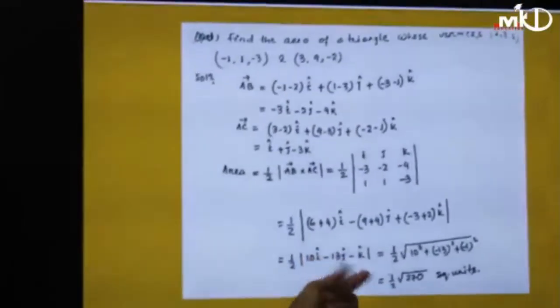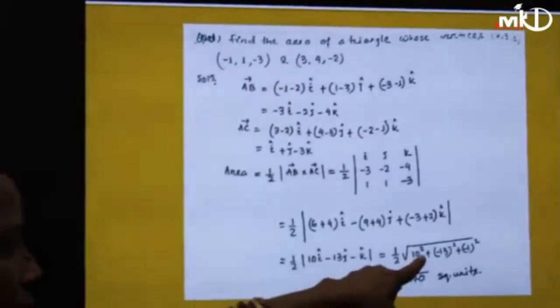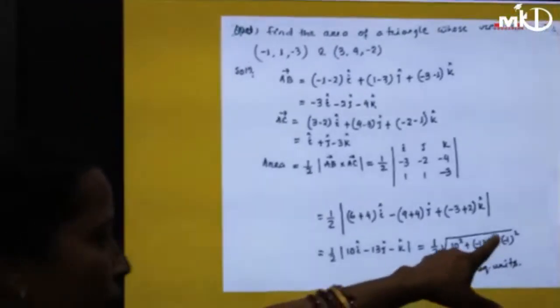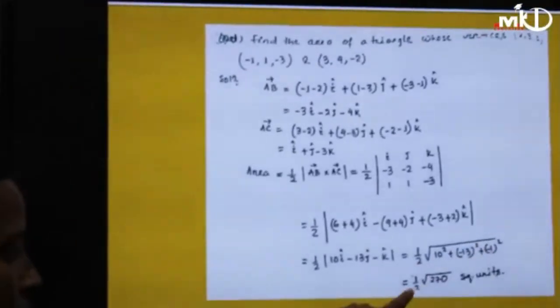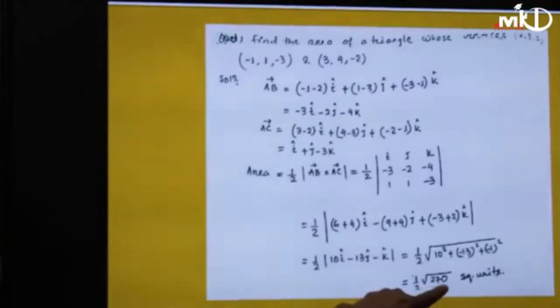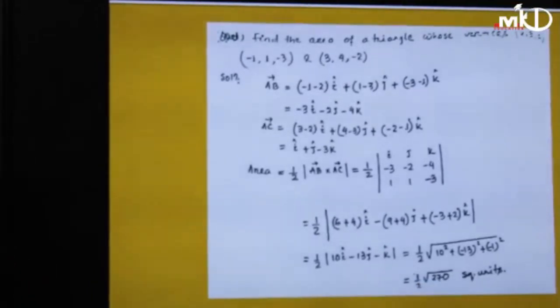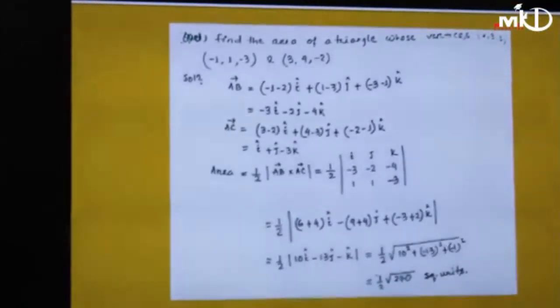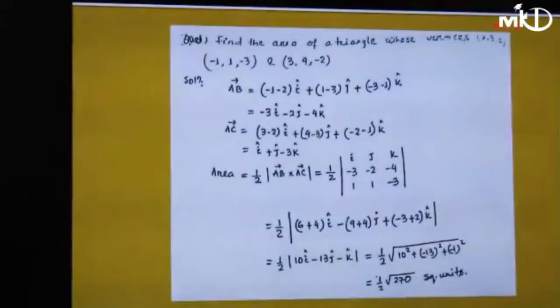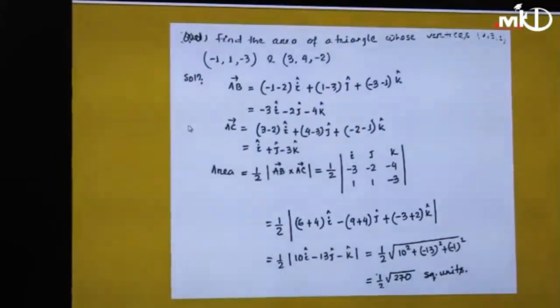And what is the modulus? We find it is the square root of 10 squared plus minus 13 squared plus minus 1 squared. So the area is equal to half of root over 270 square units. So these are the important questions.